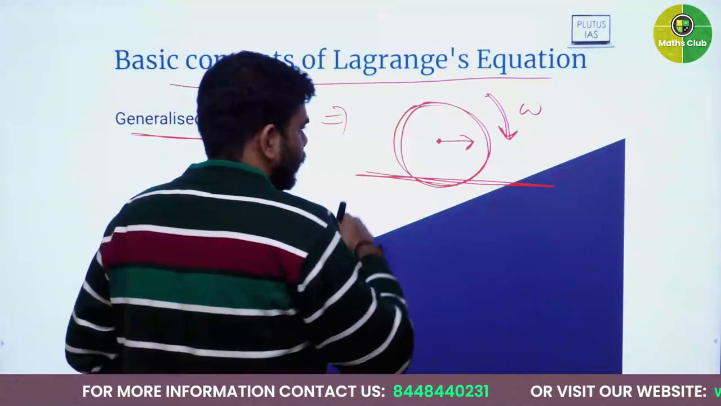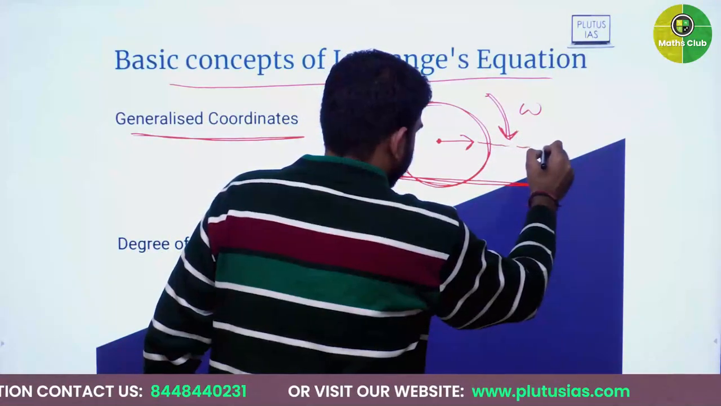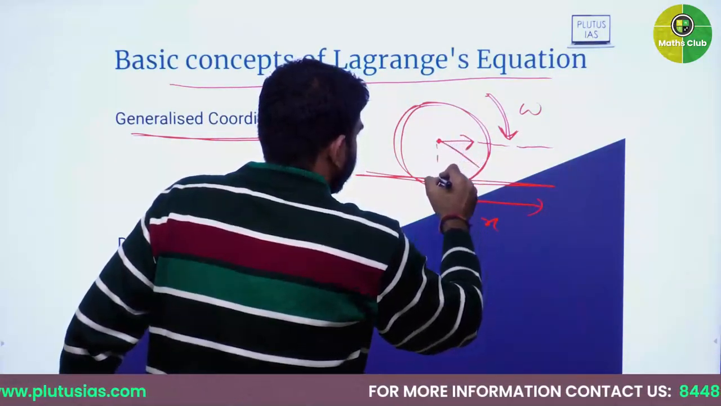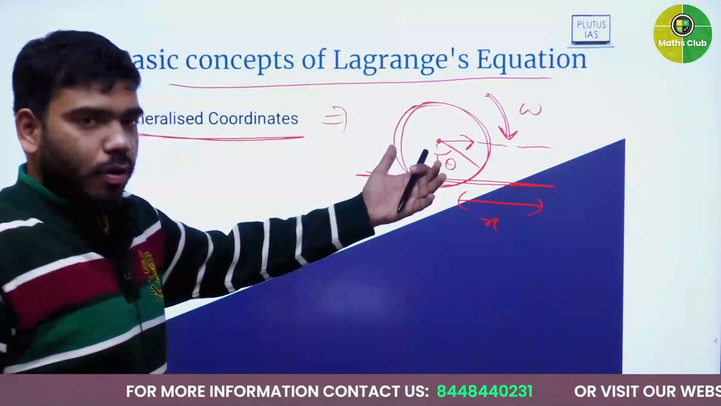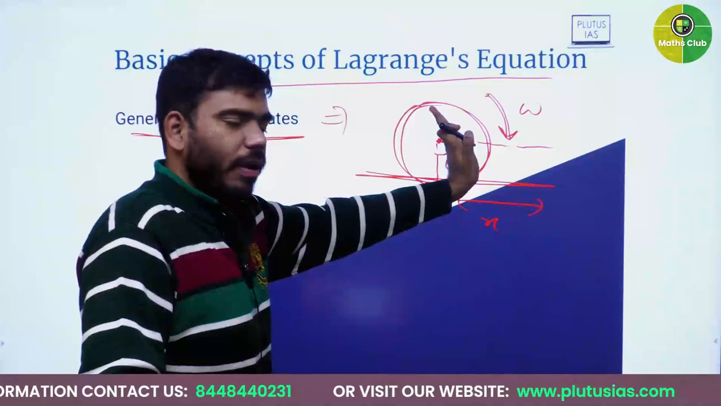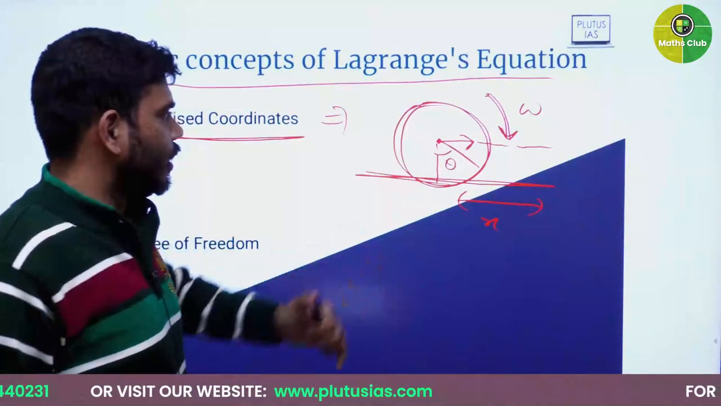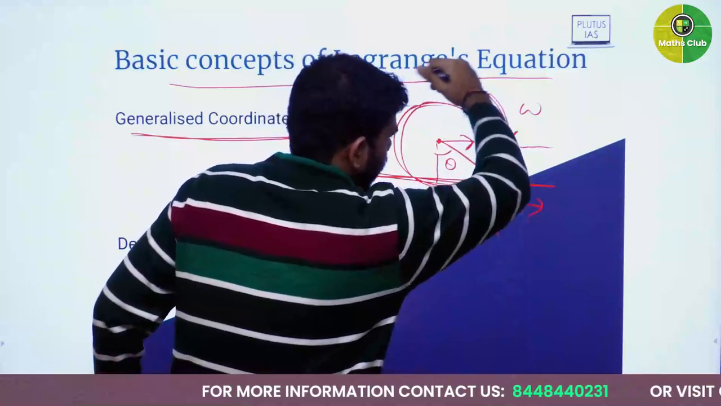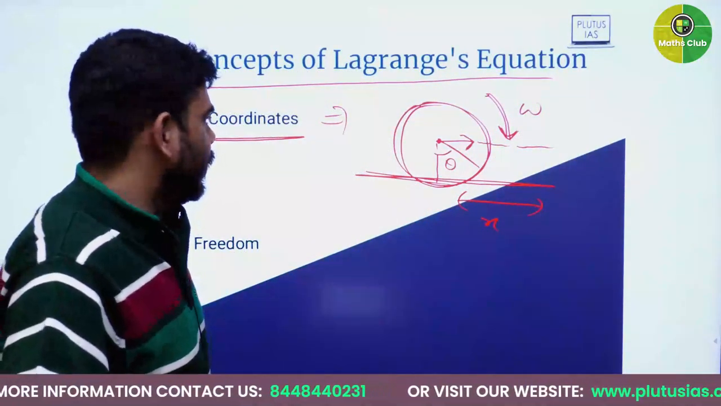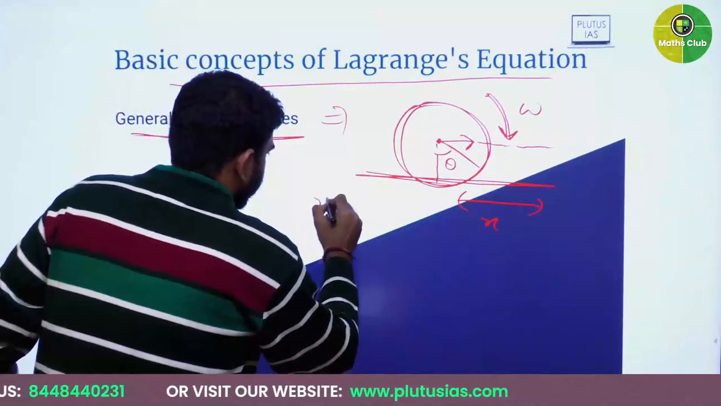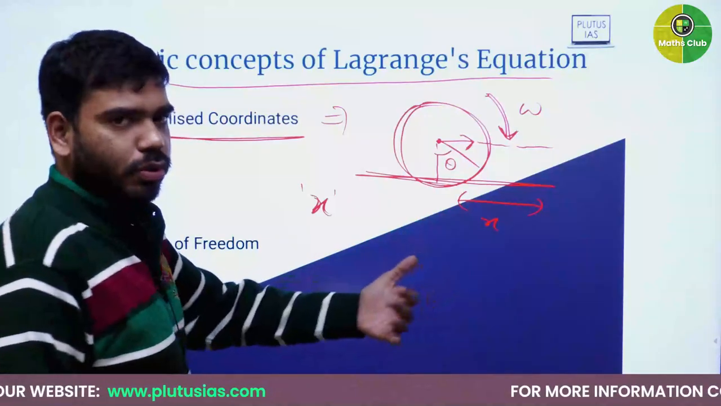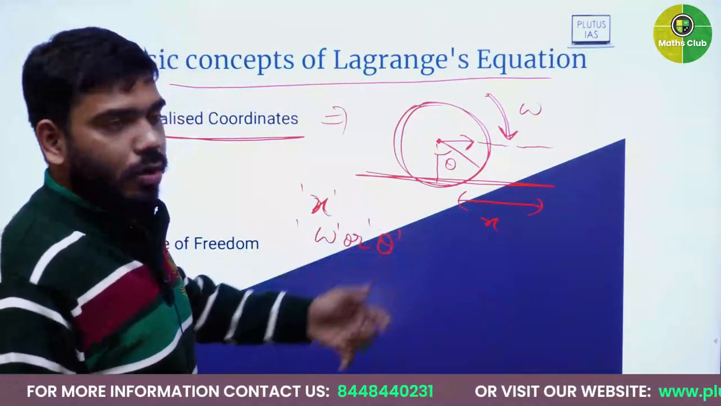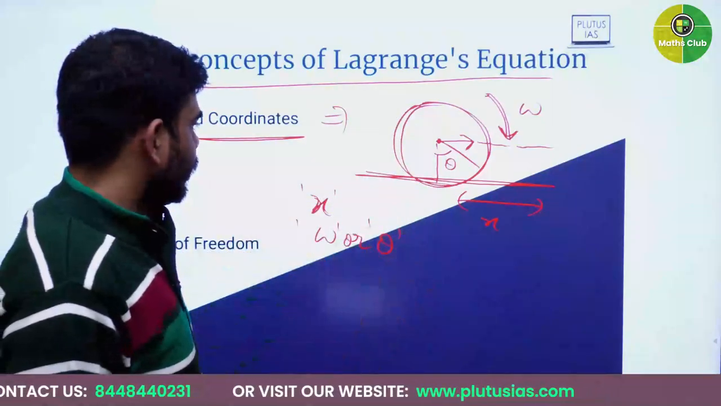So here, to find the generalized coordinates, we can say the x coordinate of the center of mass is one generalized coordinate. And if we take any reference line, then over a period of time the angular shift, the angle that our reference line makes, is another generalized coordinate. So the wheel moves in a forward direction with angular velocity, and very simply we can say it has two generalized coordinates. One is x, the horizontal motion of the center of mass, and the second is omega or theta, the circular motion of the wheel, right?